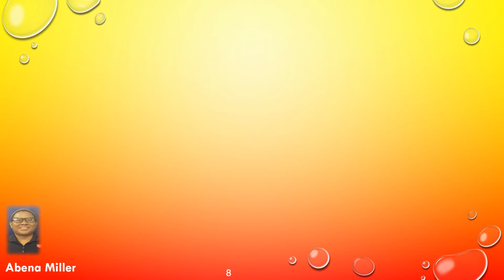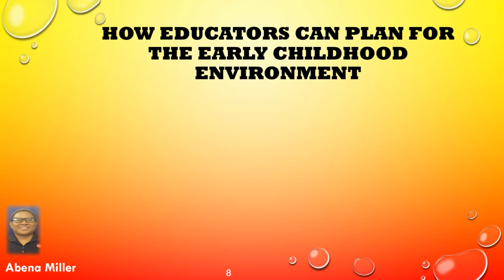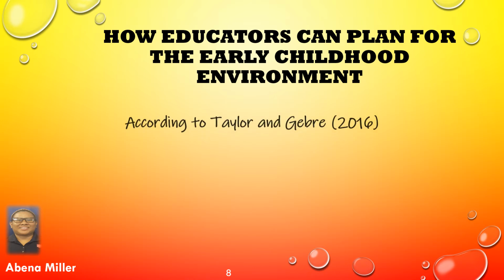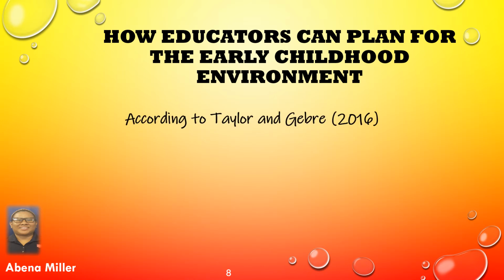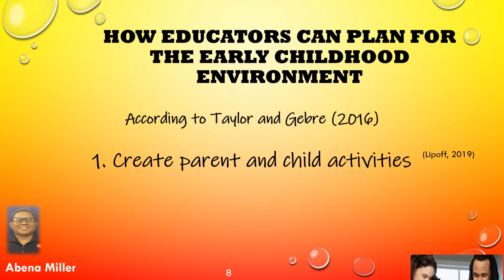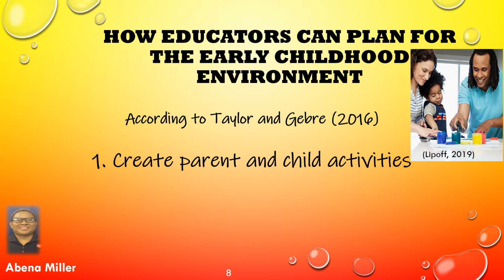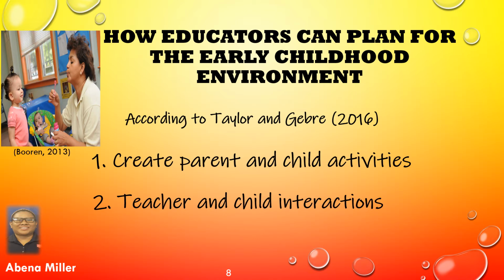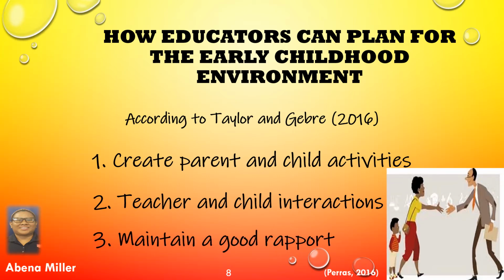Some ways the Bronfenbrenner theory can help educators to plan for the early childhood environment are to: 1. Create parent and child activities such as dramatic play or painting together. 2. Teacher and child interactions, where teachers can create personalized learning experiences for their students. And 3. Maintaining a good rapport with the child's parents, which will positively affect the child.